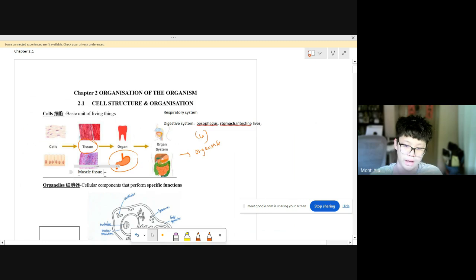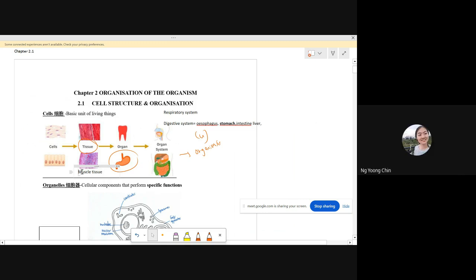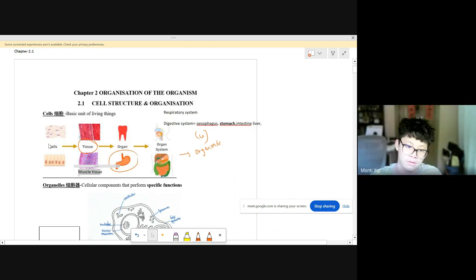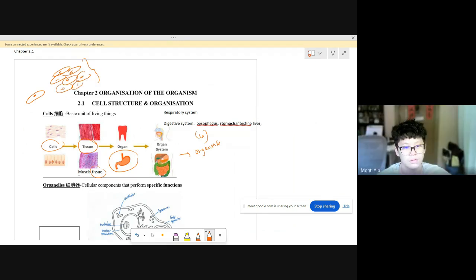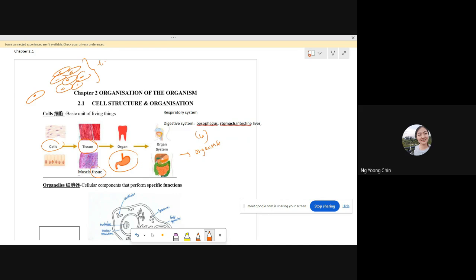Understand? So the muscle tissue itself is made of cells. A lot of cells will combine and make up a single muscle tissue. Just imagine that. This is a cell, just one cell only, okay? But if you have hundreds of cells combined together, like this, they will form the muscle tissue. So this is just a cell.